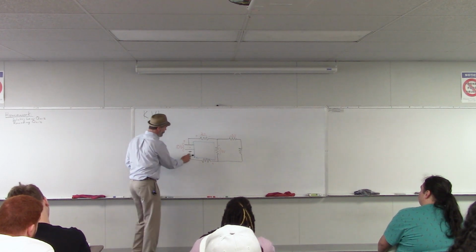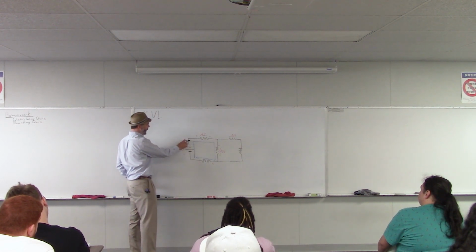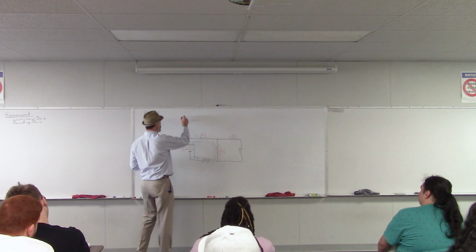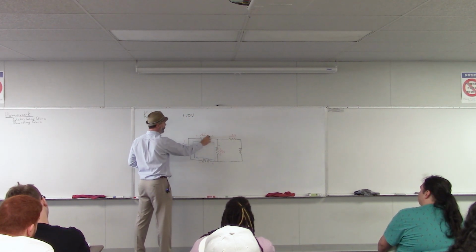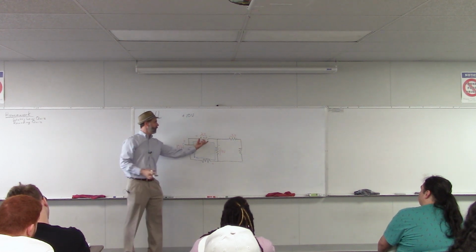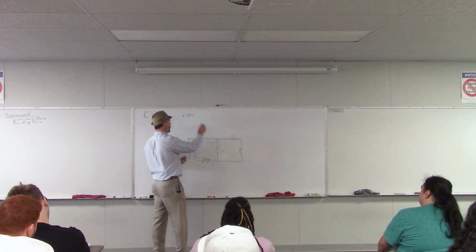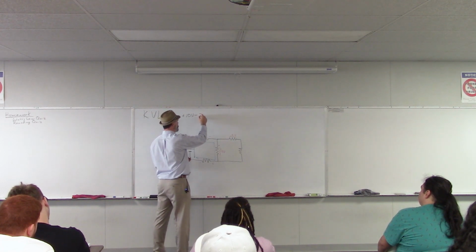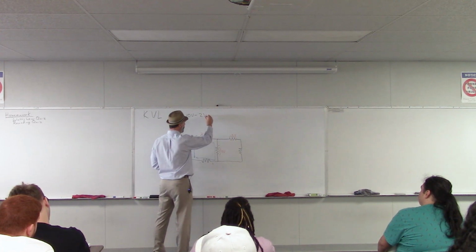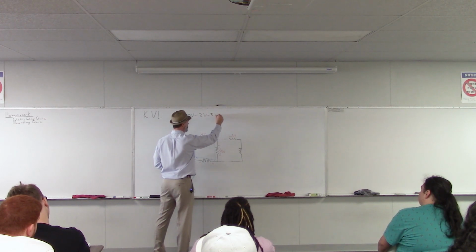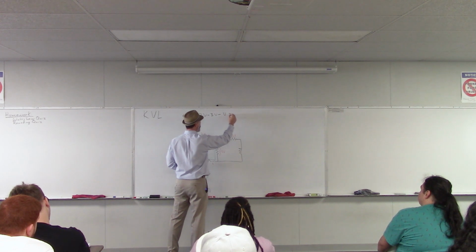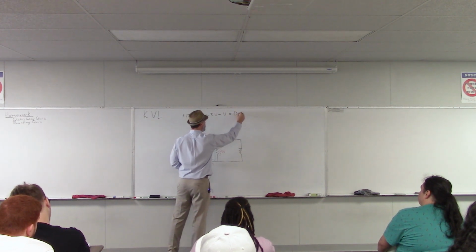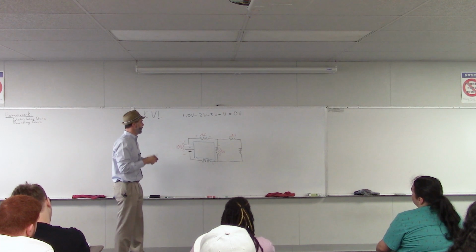Okay? So if we go around this loop, we start down here and we go up by 10 volts because we're going uphill. So plus 10 volts, and then we're going across here. Do we add or subtract this voltage? Subtract, because we're going from high to low. We're going downhill. So minus 2 volts, and then minus 3 volts, and then minus our unknown voltage, equals 0.